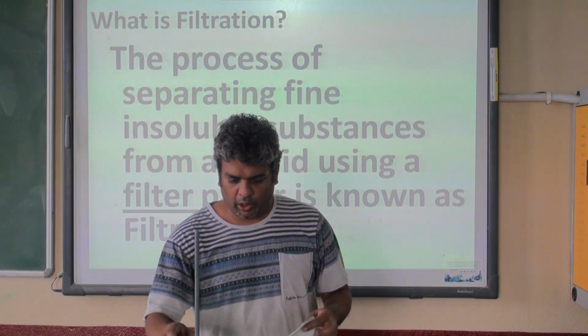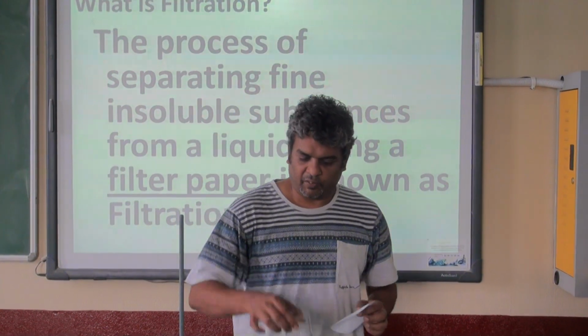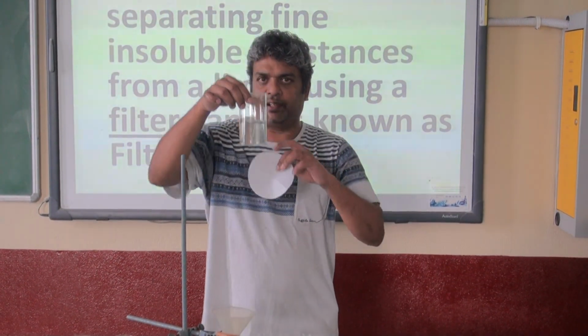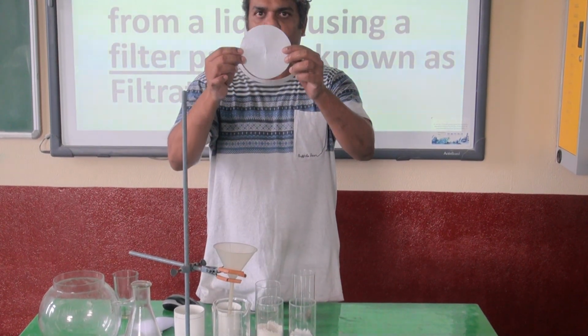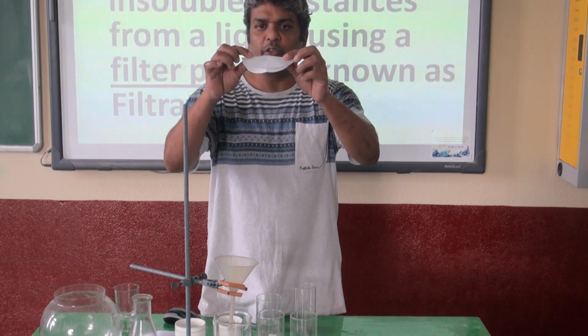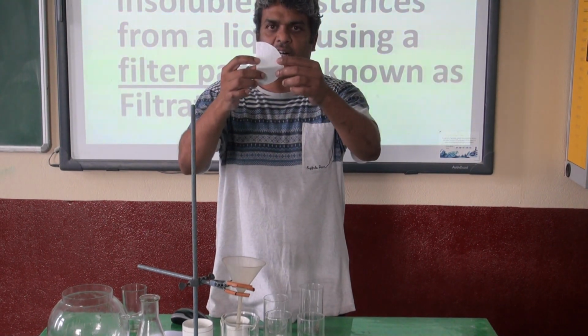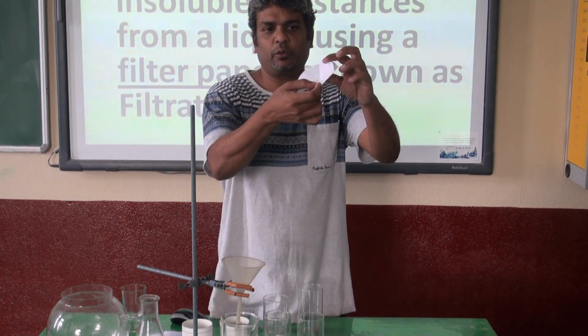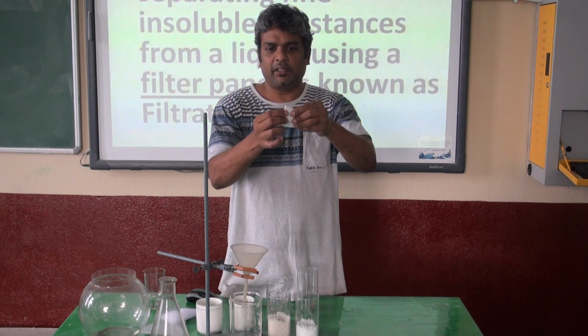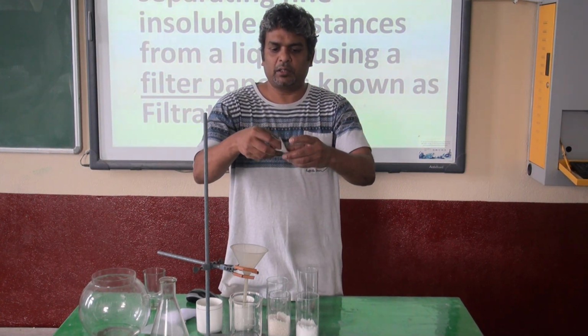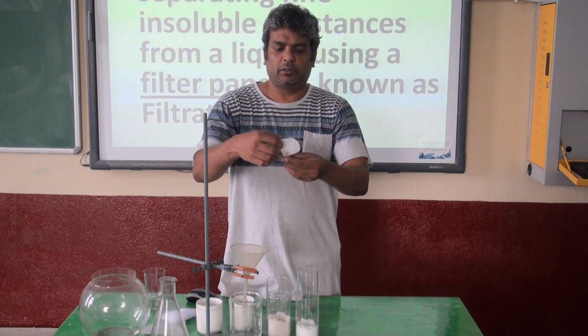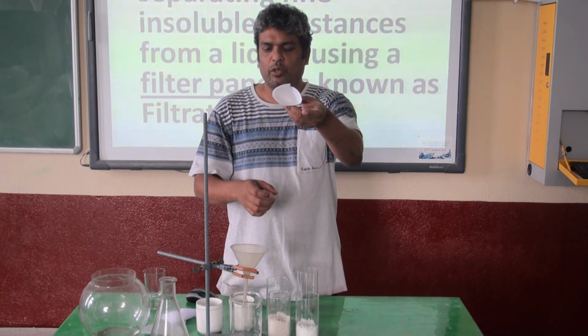So let us see how to separate these finer particles which are still there after decanting. Okay, I take filter paper. Now how to use this? I will fold it into halves. Then another half I fold it, and then I make a cone out of it. Press it, and I open one fold and make a cone out of it.